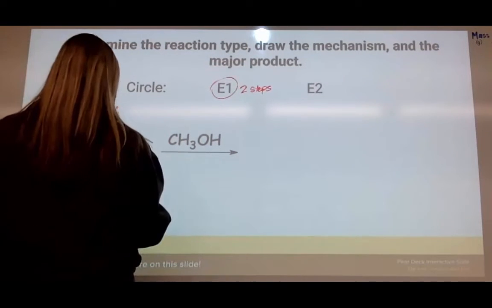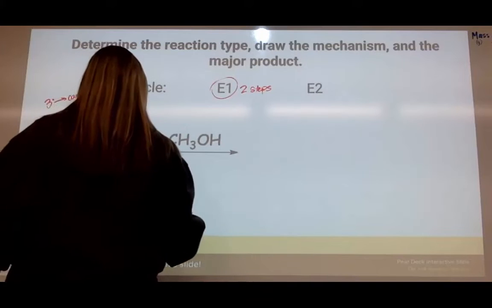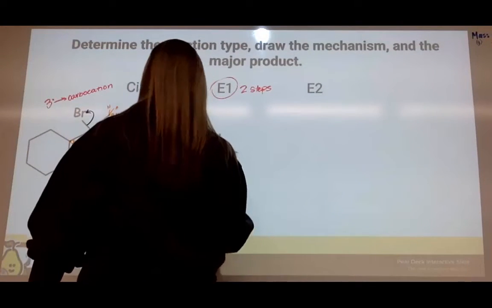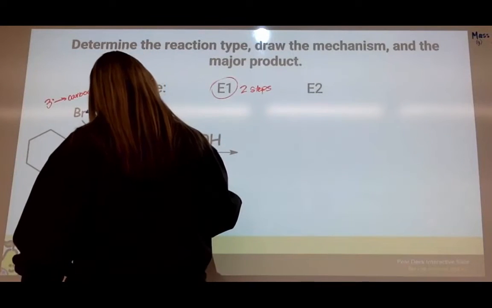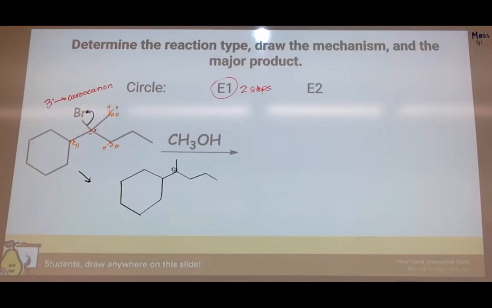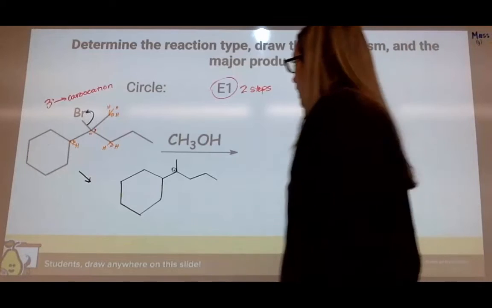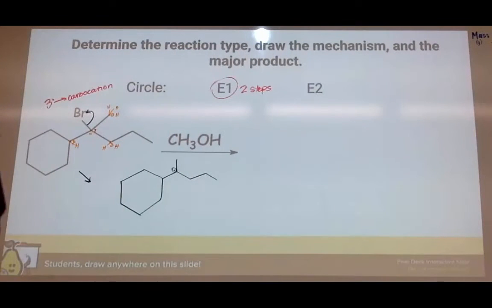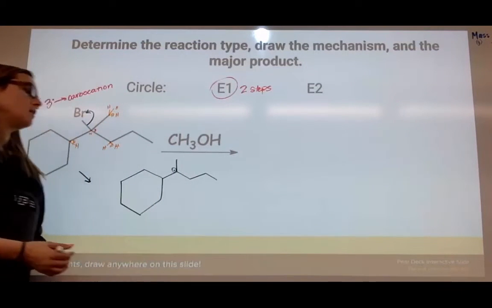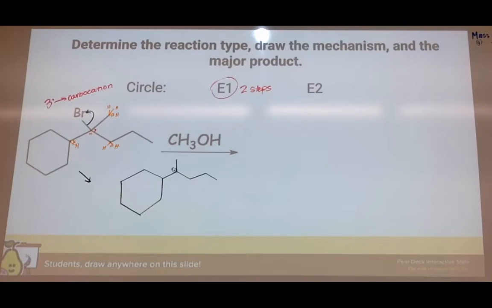So because this is going to be multi-step, and there's our positive. So the carbocation is formed. Now for E1 reactions, we need to look at our base that we have here. All right, we have CH3OH, just to make sure.